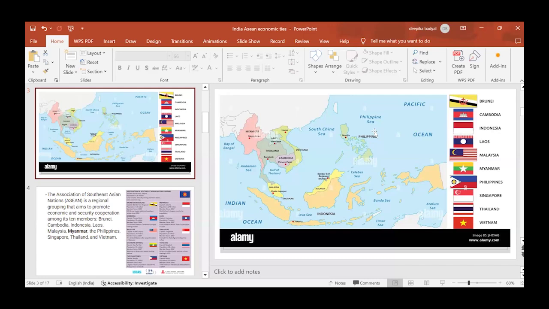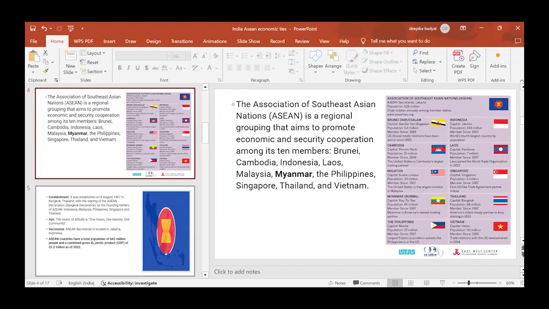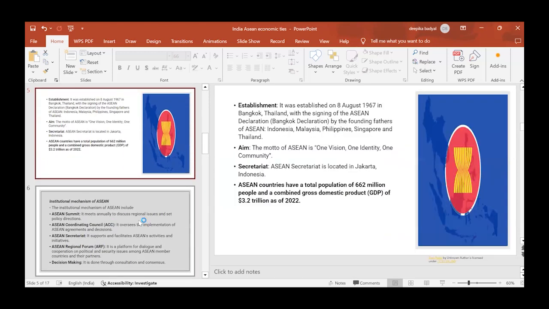So a political economic grouping that dominates Southeast Asia is naturally expected to play an important role in the ASEAN economy. Today, ASEAN has moved beyond its economic role, and it is also playing a strategic role in the Indo-Pacific. As you can all see, it was established in 1967, and the motto was one vision, one identity, one community, and the secretariat is located in Jakarta.